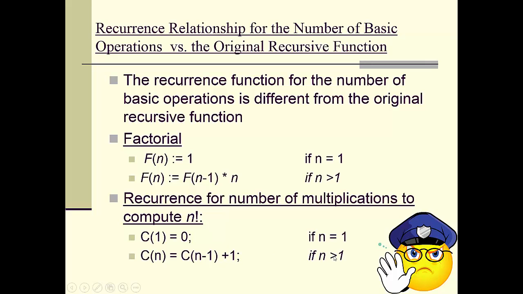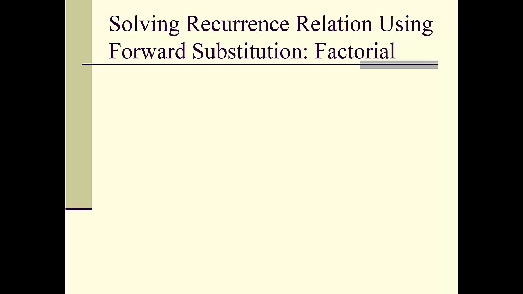So always be careful to differentiate between what the recursive function is about and the number of basic operations that's expressed as the recurrence function. Now, how do we solve recurrence relationships? If you look at the example here, if we have C of n is equal to C of n minus 1 plus 1 and C of 1 is equal to 0, we're going to look at how to solve this one using two approaches, either forward substitutions or backward substitutions.